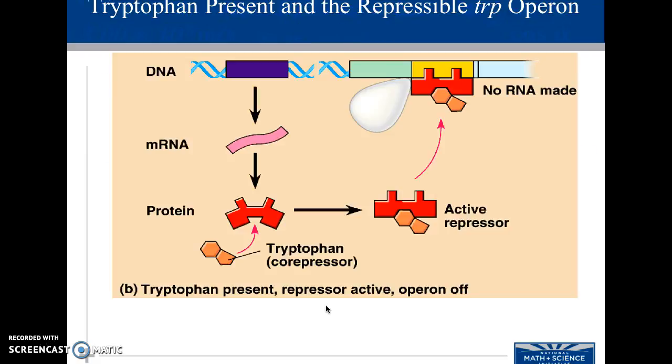If tryptophan is present, it's going to bind to the protein, my repressor. The repressor is going to bind to the operon, and I'm not going to make any more. So this is the reason why.